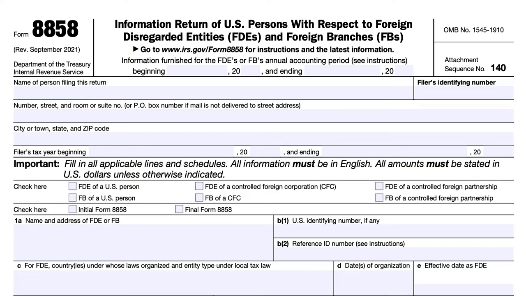In this video, we'll be going over IRS Form 8858, Information Return of U.S. Persons with respect to foreign disregarded entities and foreign branches, also known as FDEs and FBs, respectively.